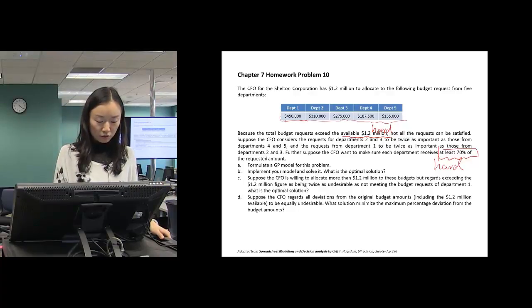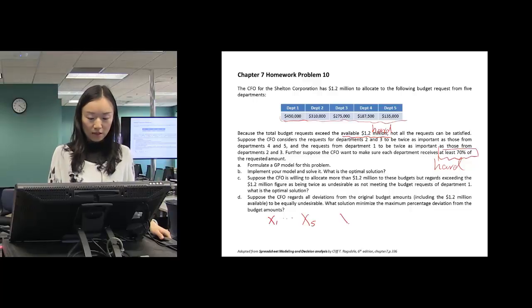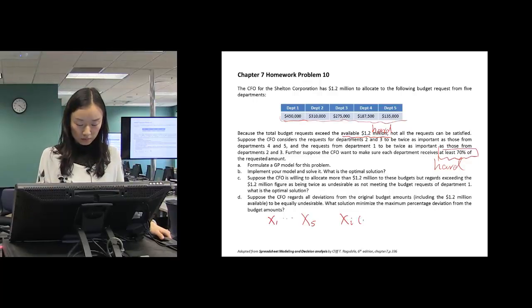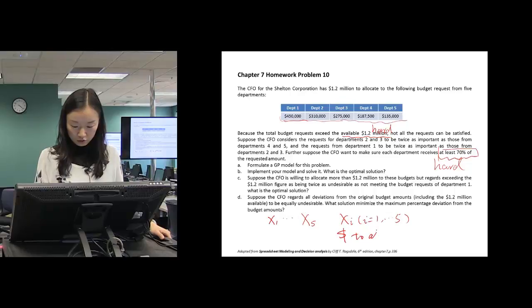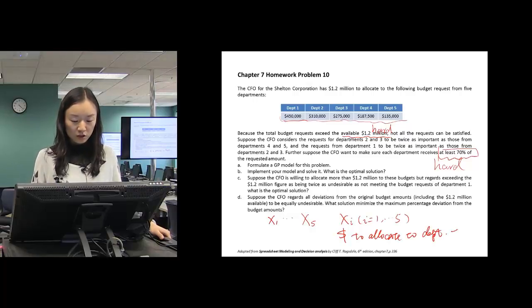Okay, so first let me ask you, what are the decision variables? Xi, for i goes from 1 to 5, right? Represents the amount of money to allocate to department i. Okay, so always start from what's the decision.